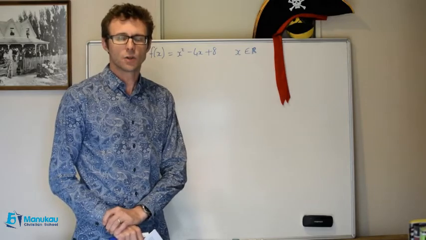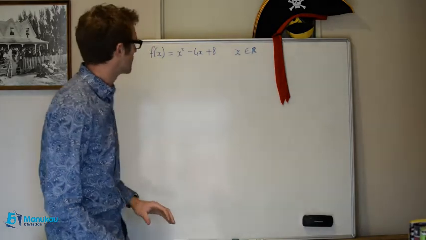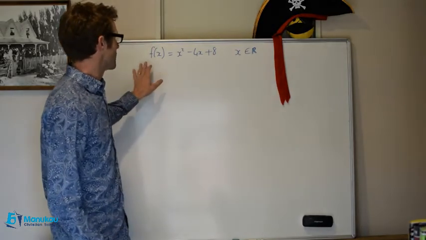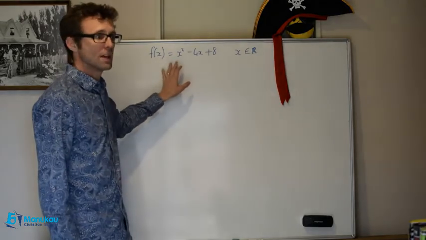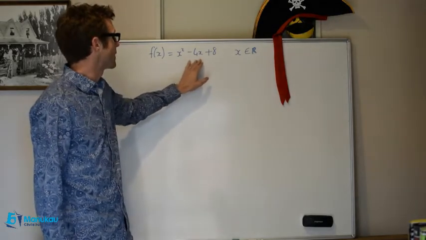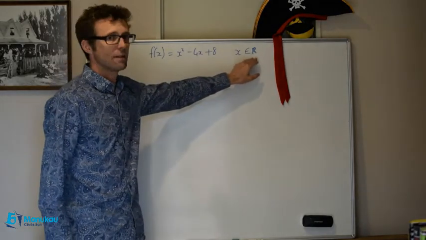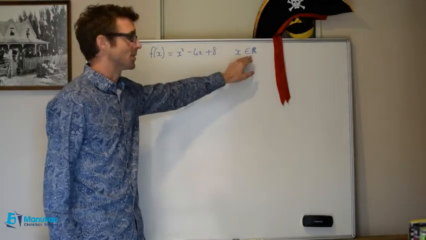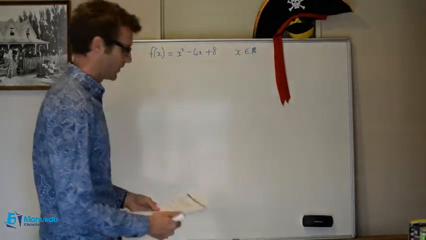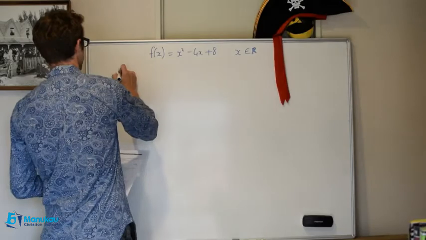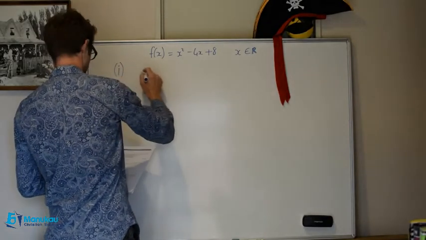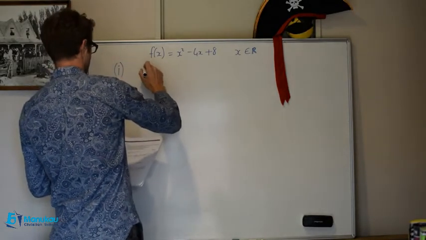This is the first in a short series on the term 1 test that we are doing, and I'm going to work on the first question with you now. You're given a function f of x equals x squared minus 4x plus 8, with domain x a member of the set of real numbers, and the first part of the question requires us to put it into a form like this.